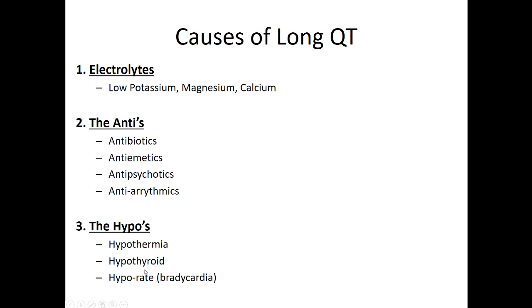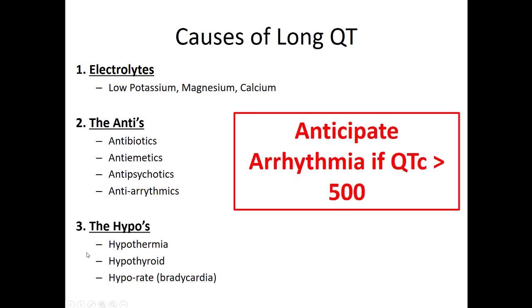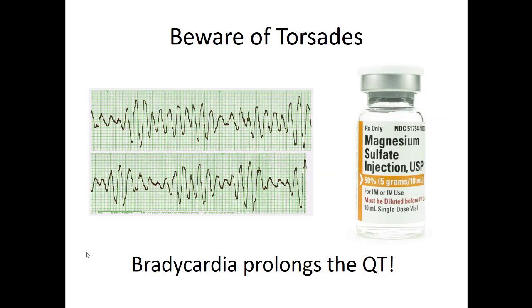Now, where the QT gets dangerous is when it's greater than 500. The patient is at risk for spontaneous torsades, and so what we give for that is magnesium. You want to give 2 grams over 10 minutes, and be ready to give this in your patient that has a long QT that's greater than 500.